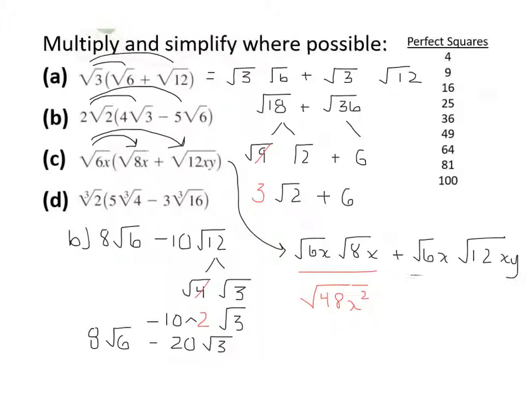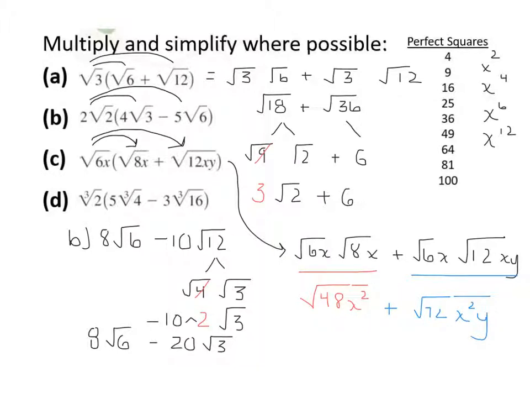With our second house, root 6 times root 12 is root 72, and root x times root xy is root x squared y. And that plus stays in front. So now we have to think about our perfect squares. We have our perfect squares for coefficients, but remember, from class the other evening, perfect squares for variables are variables that have an even exponent.